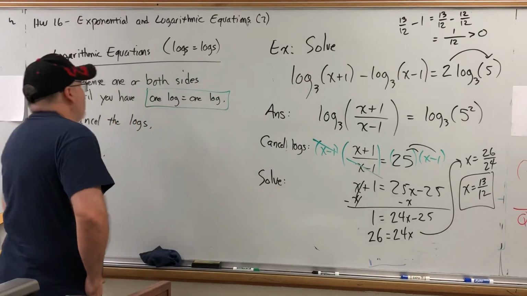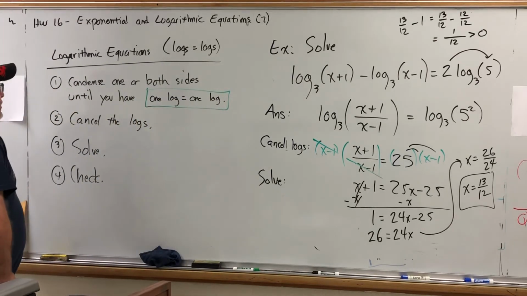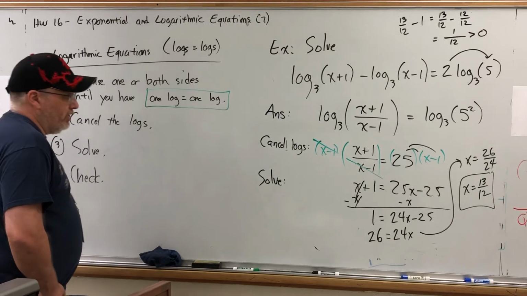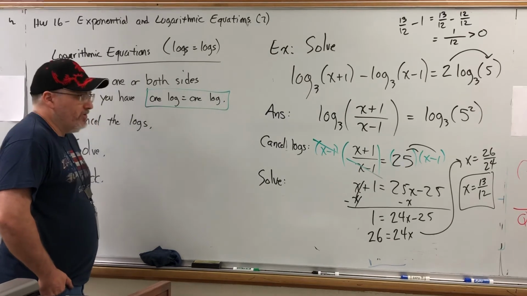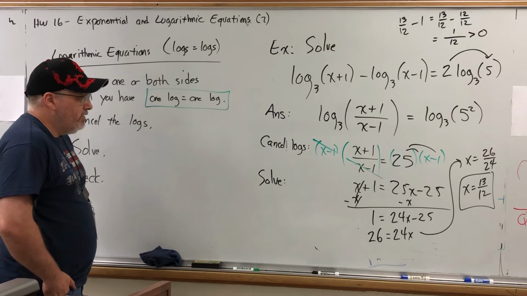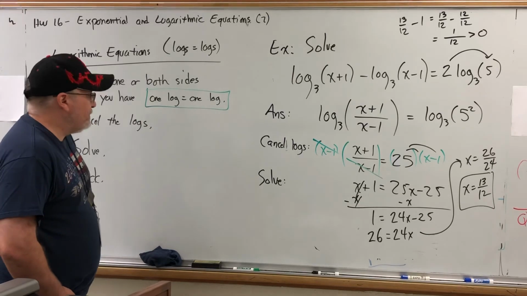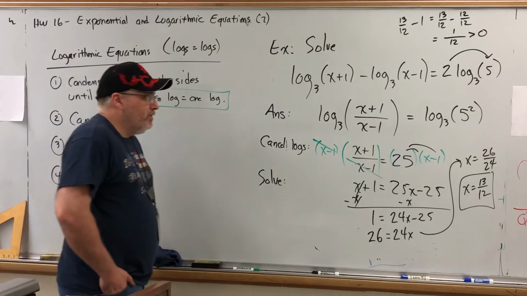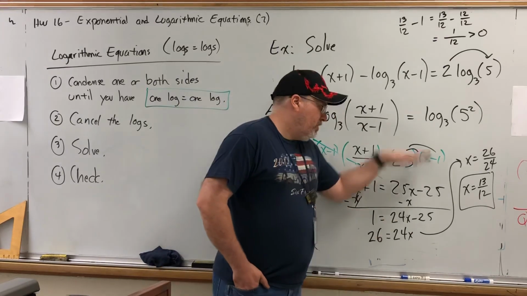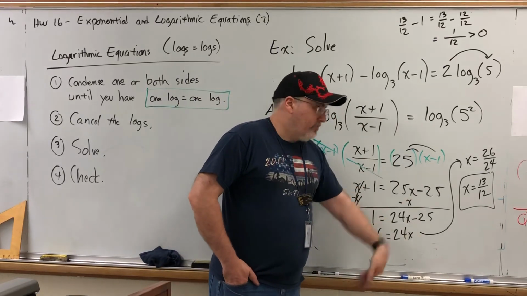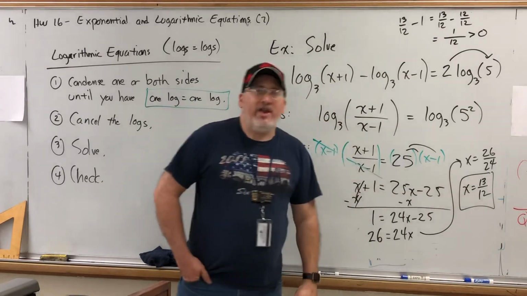I don't think I'm going to do another example of solving logarithmic equations with logs equal to logs, because it's going to run the same course, just maybe some subtle differences. Condense both sides as necessary. Once you've done that, cancel the logs, finish solving, whatever that entails. Make sure your answer doesn't create negative arguments.